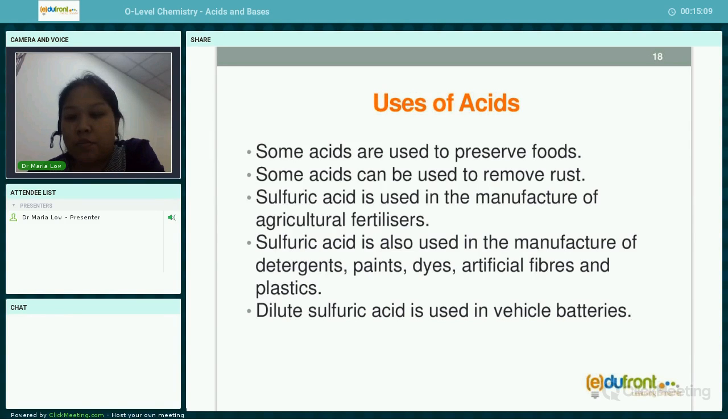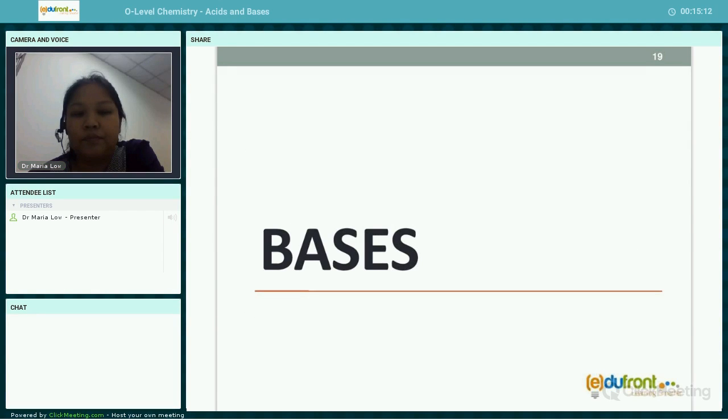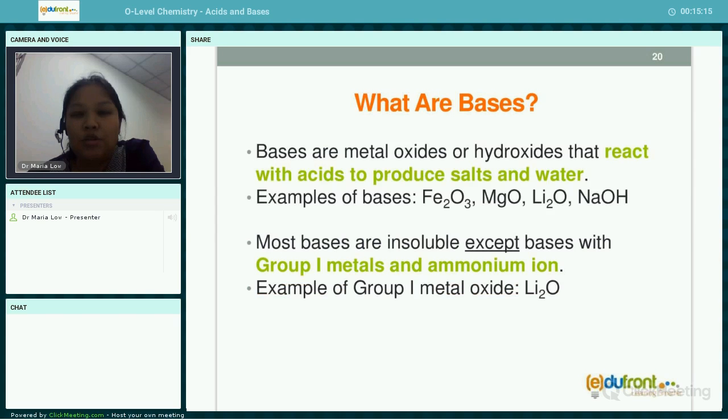After talking about acids, let's talk about bases. How do we define a base? Bases are basically metal oxides or metal hydroxides that react with acids to produce salts and water. Examples of metal oxides and metal hydroxides are iron trioxide, which we saw earlier on. We have magnesium oxide, which is a metal oxide. We have lithium oxide, which is again a metal oxide. And we have sodium hydroxide, which is a metal hydroxide.